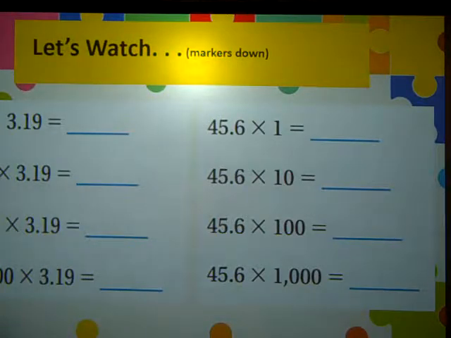Pause the video till you get there. When you get there, go ahead and unpause it and watch the video as you go. Put your pencils down, markers down, just watch the video.